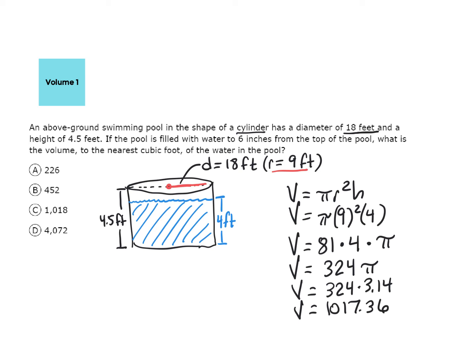And notice they said round to the nearest cubic foot. So I look over here and I'm looking for which of these numbers is closest to 1017.36. Technically, with the pi button, I would round down, but my answer would be choice C, 1018.